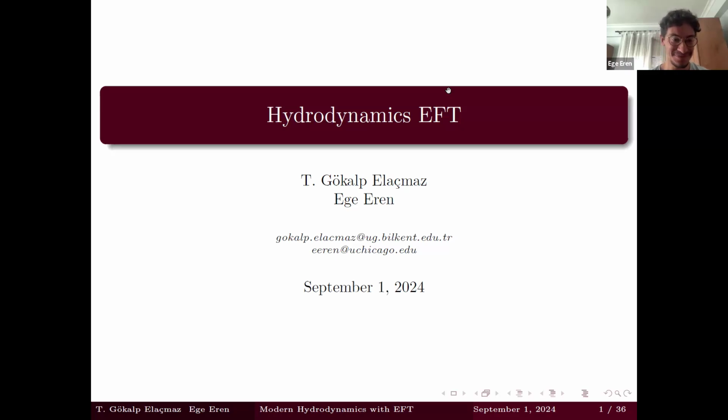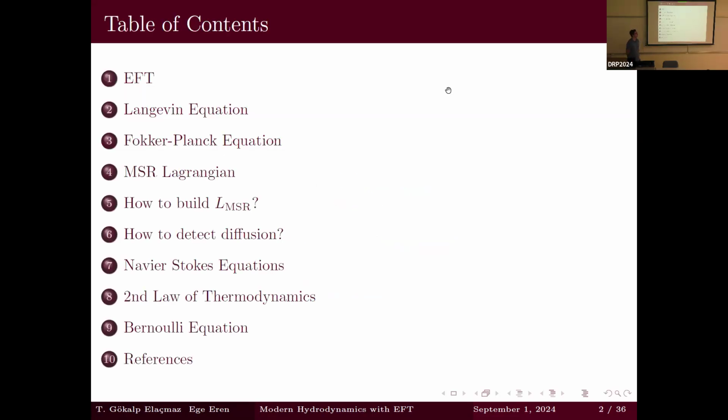Thanks again for the nice introduction. So the topic is hydrodynamics as an effective field theory. I will give an outline. We will start by discussing why we use EFT for describing hydrodynamics. We will build this MSR Lagrangian, which will help us complete the building of the effective field theory. This building will be done with Langevin and Fokker-Planck equations.